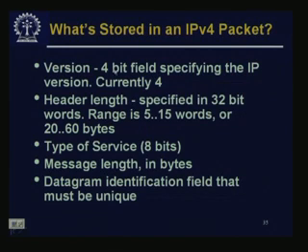Version number, well, this is 4 right now. If version 6 would be there, it is a bit field specifying the IP version, currently 4. Header length is specified in 32 bit words, range is from 5 to 15 words or 20 to 60 bytes.